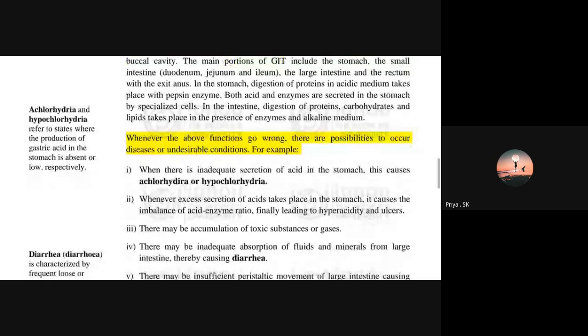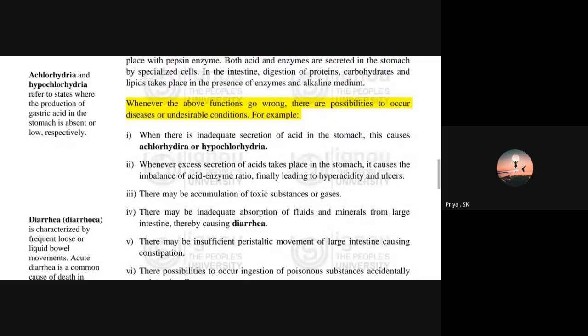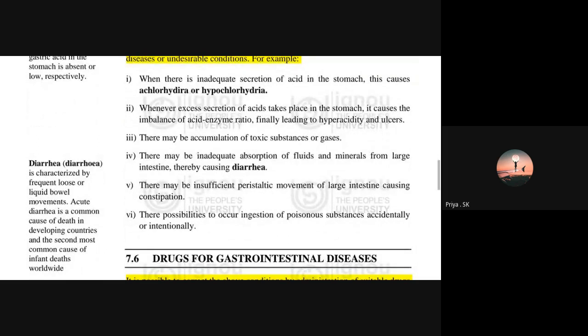Whenever there is excess secretion of acids in the stomach, it causes an imbalance of the acid enzyme ratio, finally leading to hyperacidity and ulcers. There may be accumulation of toxic substances or gases. There may be inadequate absorption of fluids and minerals from the large intestine, causing diarrhea. There may be insufficient peristaltic movement of the large intestine, causing constipation, or ingestion of poisonous substances accidentally or intentionally.